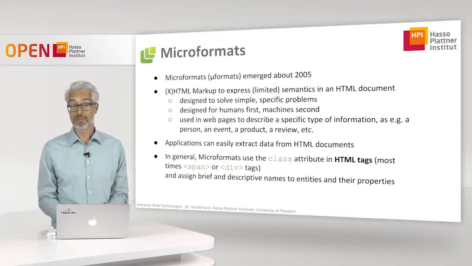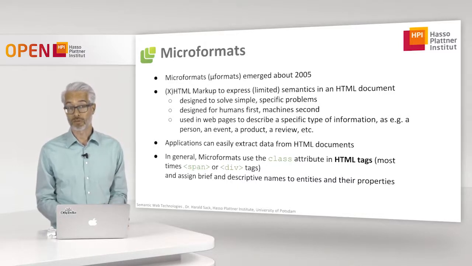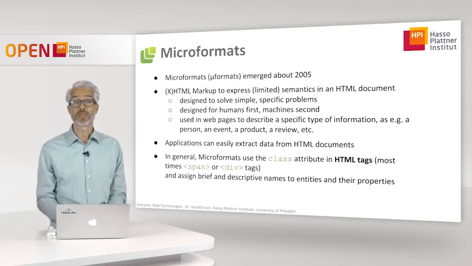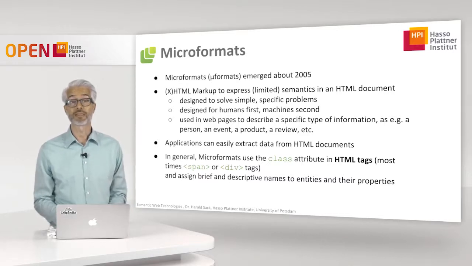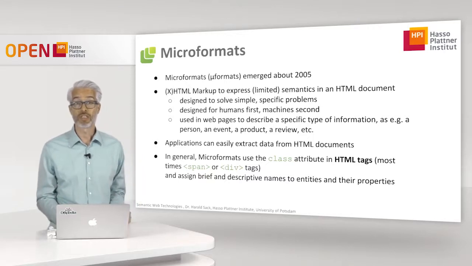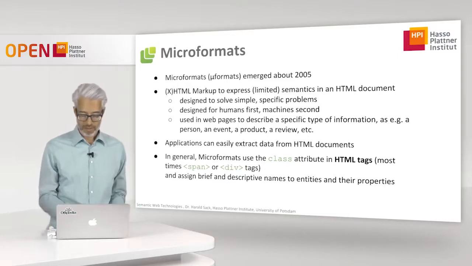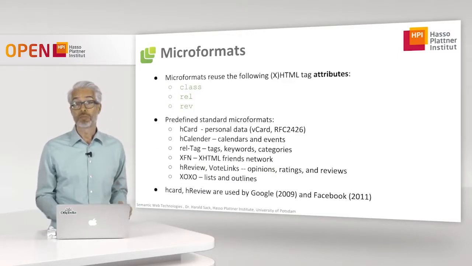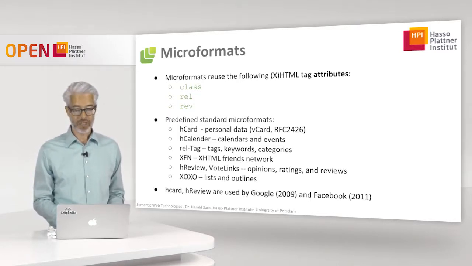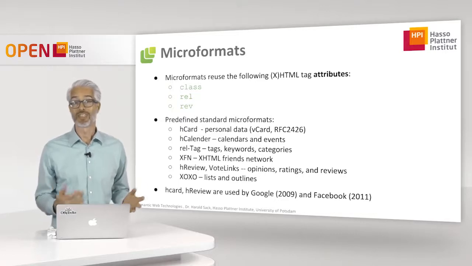The nice thing is, of course, that microformats can easily be extracted from an HTML document, and they are encoded within the document usually using attributes. They use, for example, the class attribute in HTML, and most probably they use tags that do not have a real formatting result in the HTML page, like div or span tags. So usually attributes like class, rel, or rev are used here for HTML or XHTML tags.